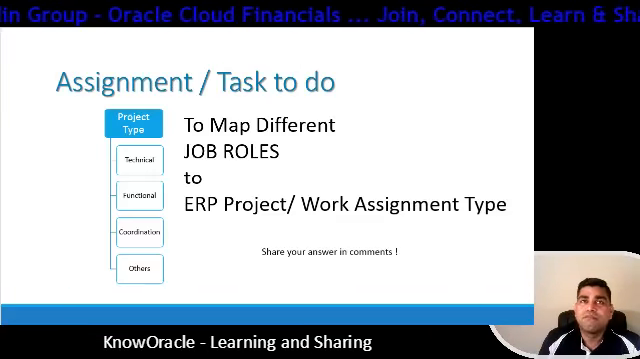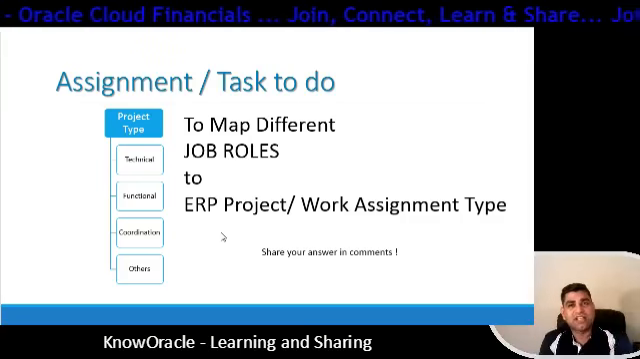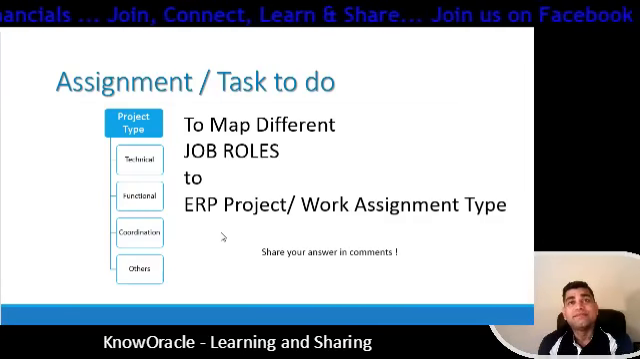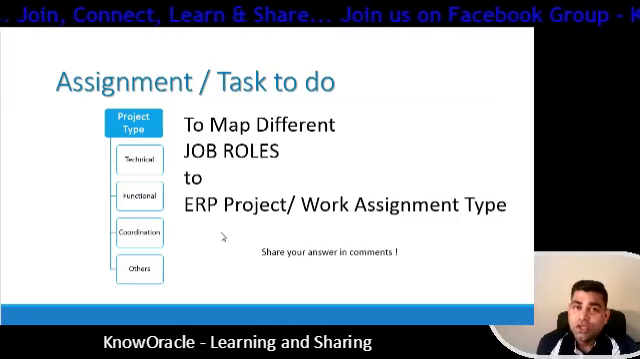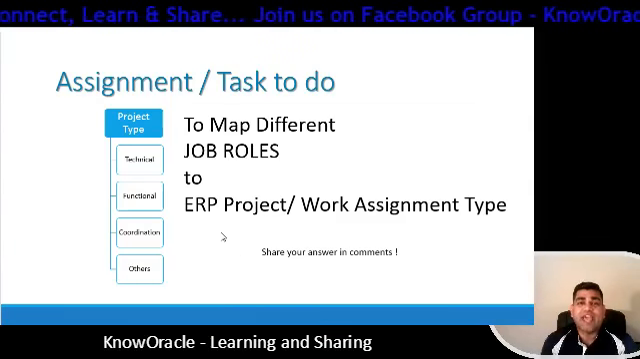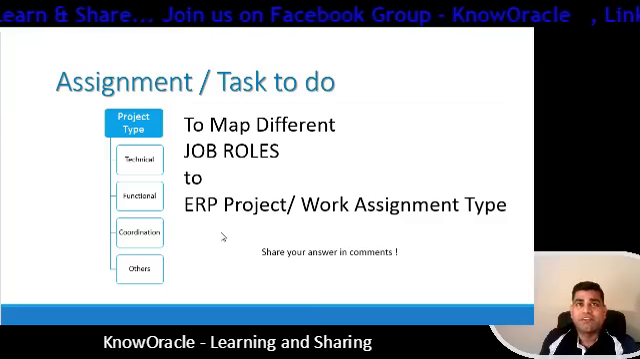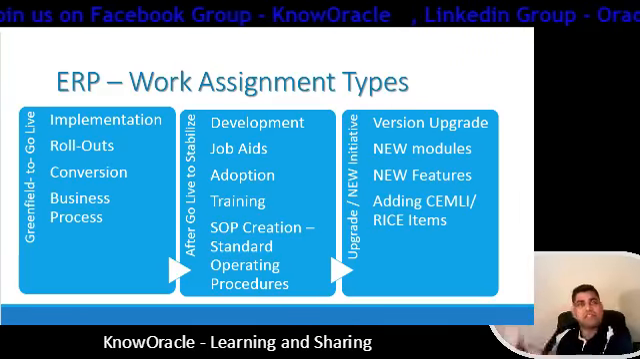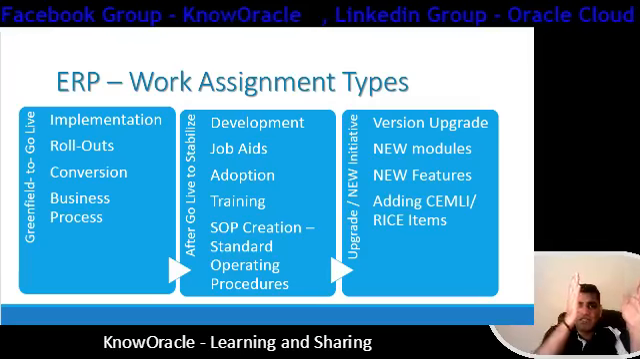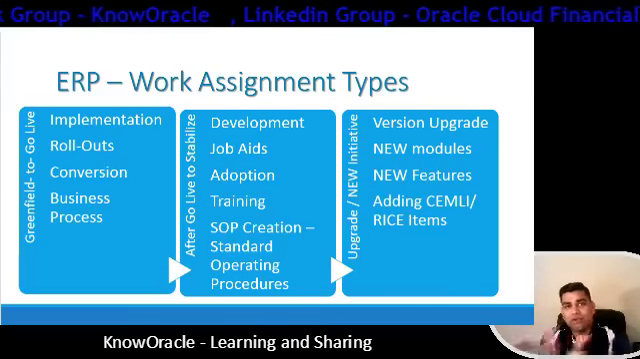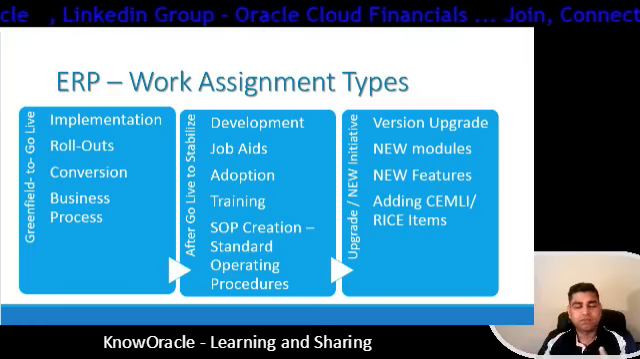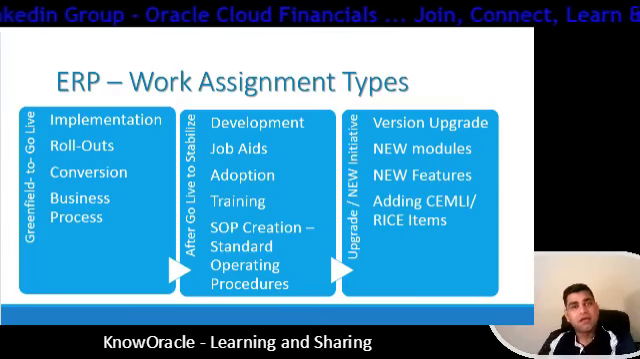Now, based on my understanding, which I'm building up as we are moving forward, is work assignment. So ERP has different types of assignment, right? Different types of project. So if I give an idea here, I categorize into 3 pillars. One we call from beginning to go live, then from go live to adoption or support after go live, and the third is overhaul.